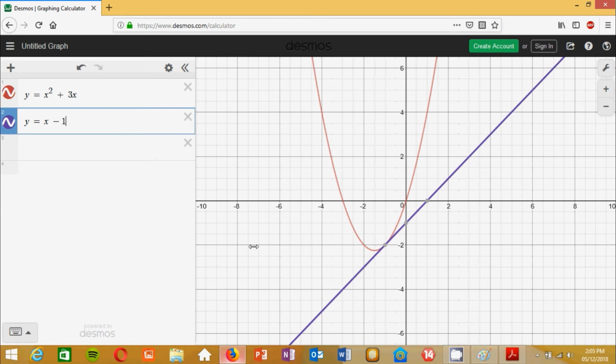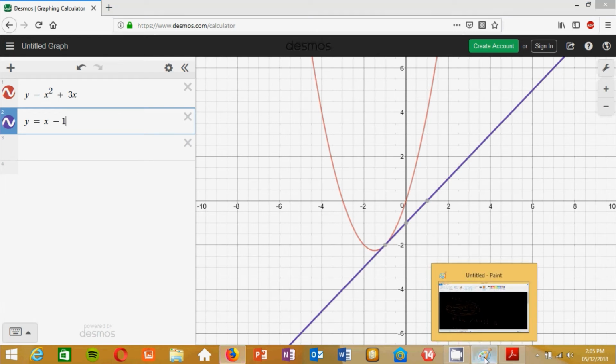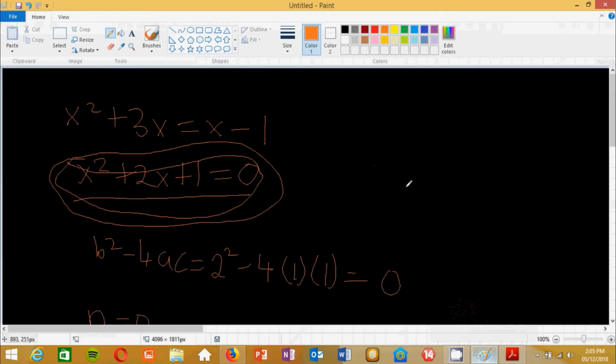When you equate the two equations to find the point where those two intersect, that resulting equation, which gives you the point where they intersect, must have only one solution. Because if it has only one solution, then that tells you that the line only intersects the curve at one point. So it's a tangent. So if it's a quadratic equation, the discriminant is equal to 0.